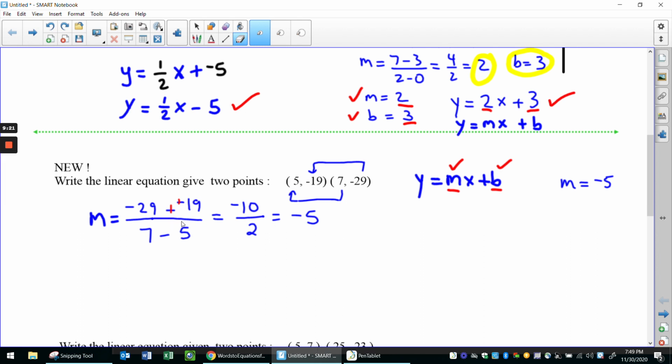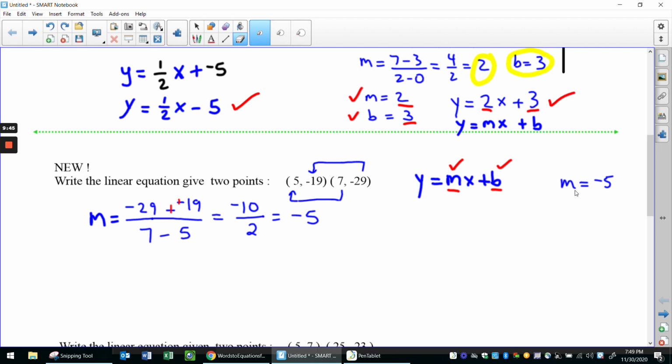Okay, so hopefully you guys got -5 for your slope. Just simply doing what we do with subtracting the y's and the x's, putting the change in y in the numerator and the change in x in the denominator, and you should have gotten -5. So at this point, it's great that we have the slope.